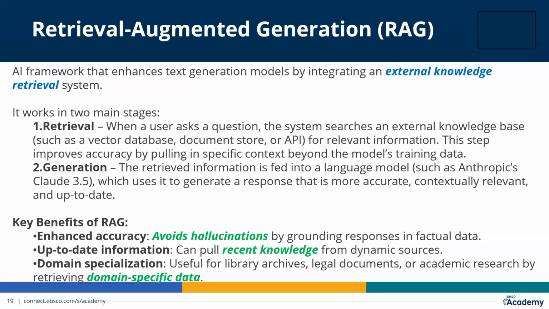So one thing I mentioned at the start of the session as well was something called RAG. Our AI insights use this RAG, retrieval augmented generation, to help with hallucinations, to include recent knowledge and up-to-date information. And it works in two main stages. The first part is retrieval. When the user asks a question, the system will search a knowledge base for the relevant information. And this step improves the accuracy by pulling in the context beyond the training data.